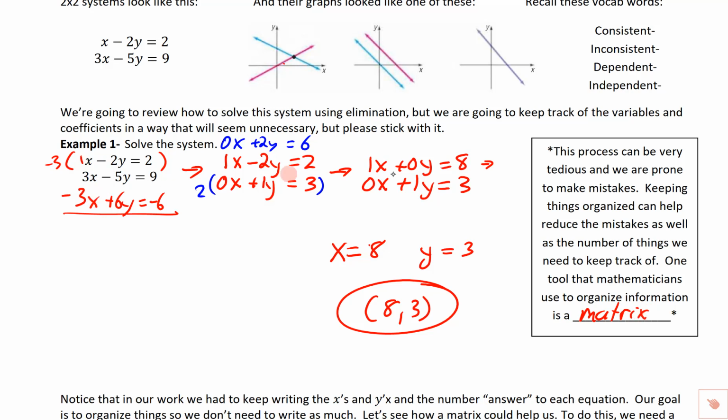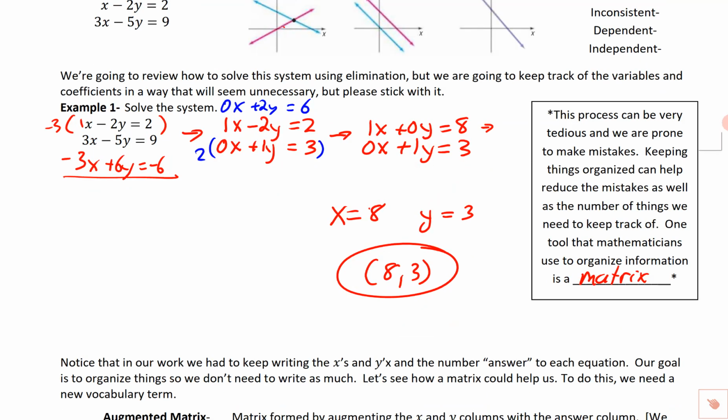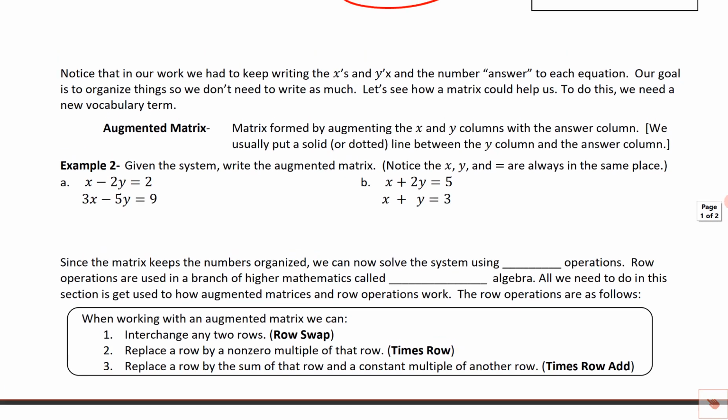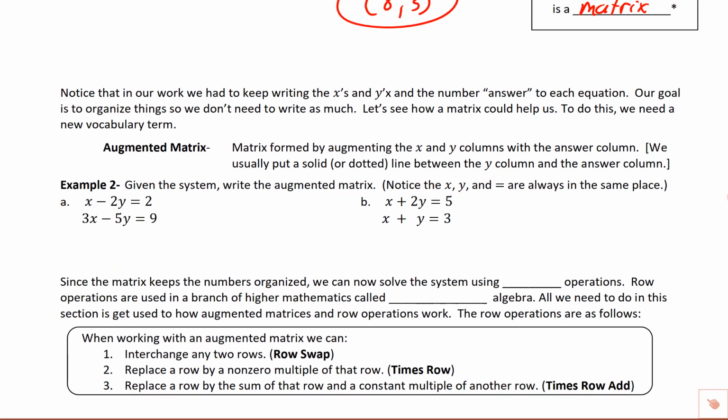Now, whether we did it the silly way or using substitution or elimination, we're always writing down x's and y's over and over again. So we're going to use matrices to show how we can do this in a little bit more organized fashion using something called an augmented matrix. It's going to allow us to get rid of the x's and y's. So let's take a look and see how an augmented matrix might be able to help us.